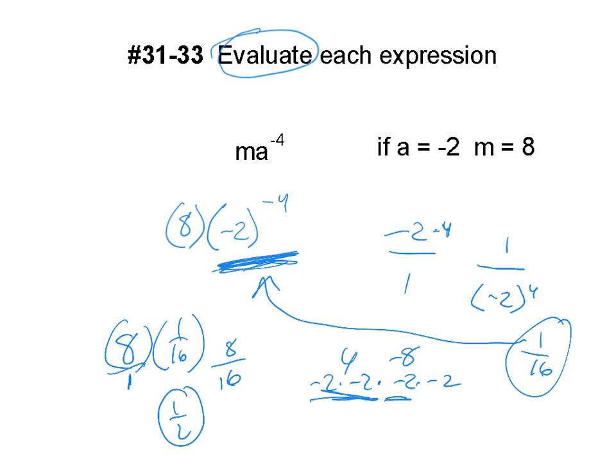So be careful with those. When you do that last section, first solve the piece that has a negative power by flipping it over and making the power positive, solving that piece, and then multiplying it times the last number that was left, okay? So take your time on all those problems today.